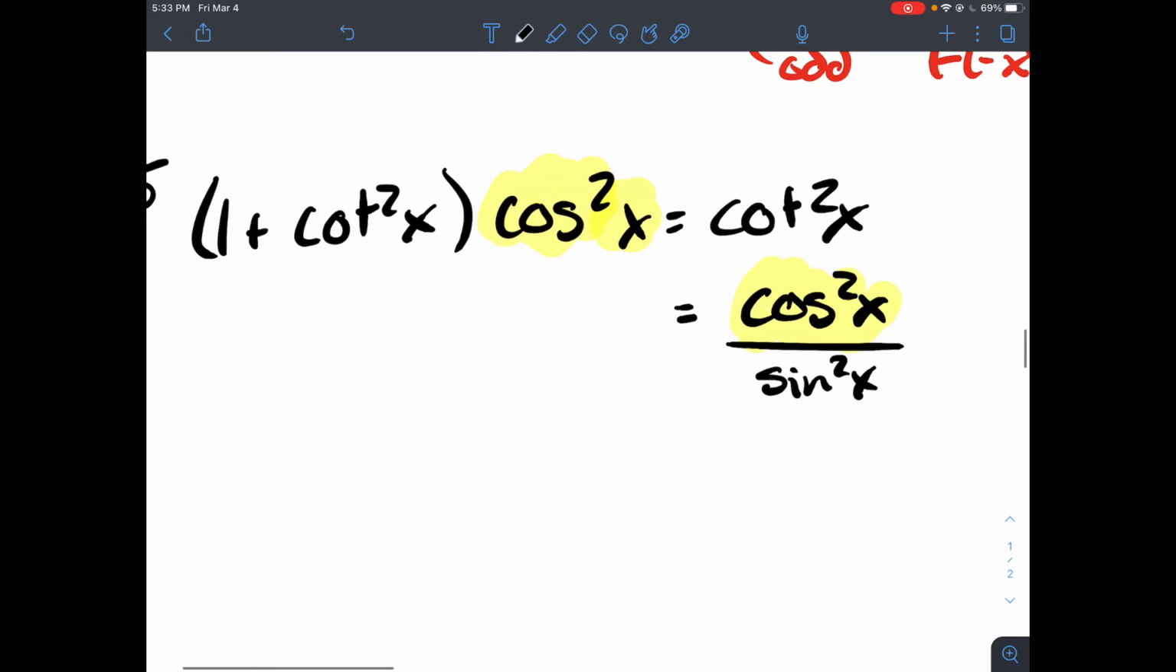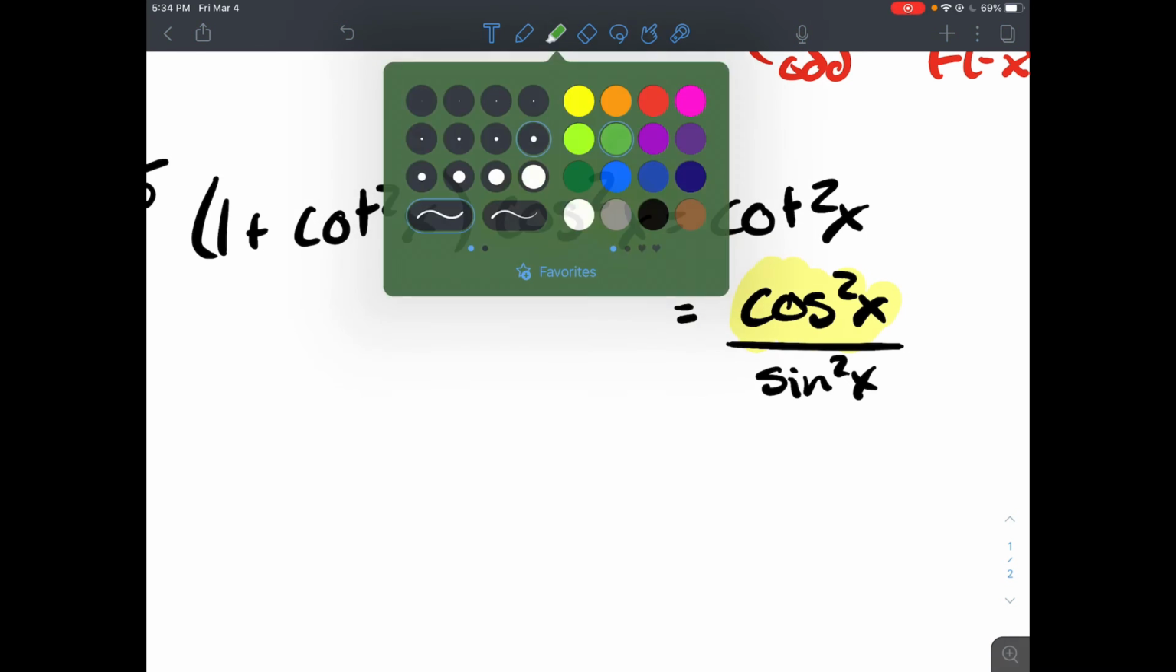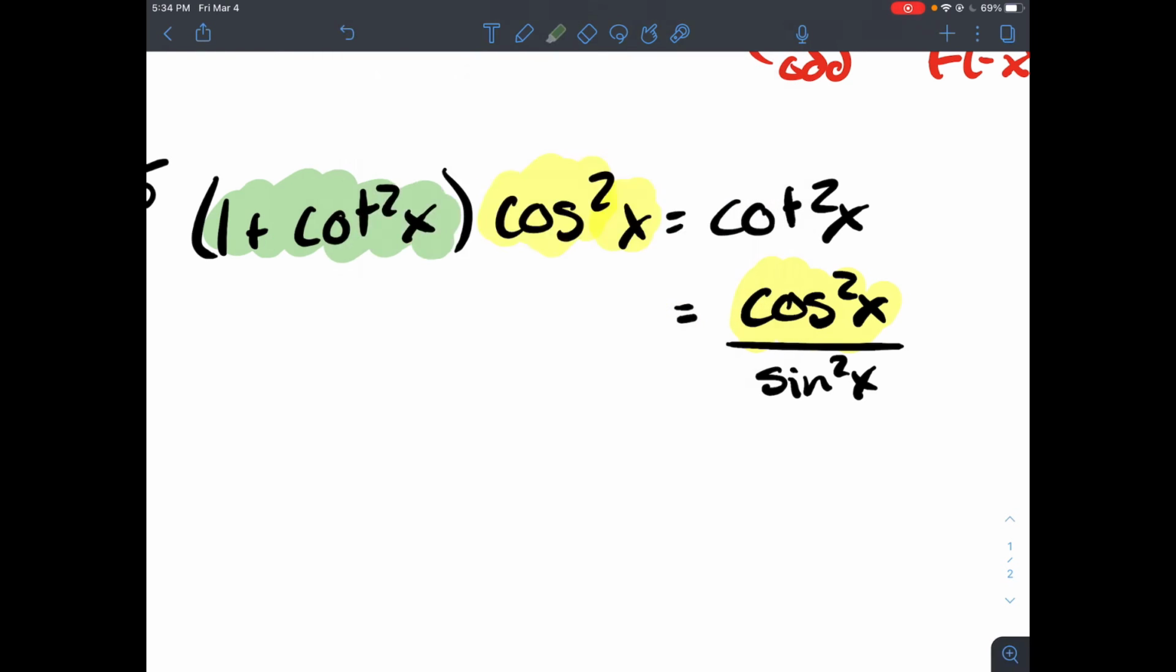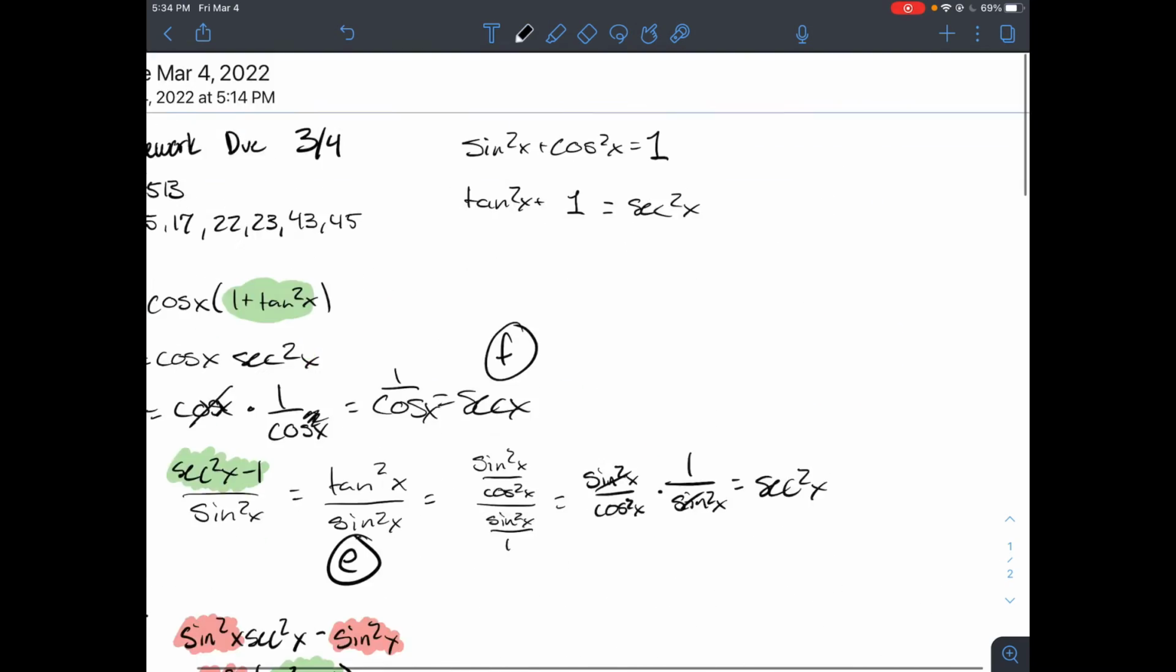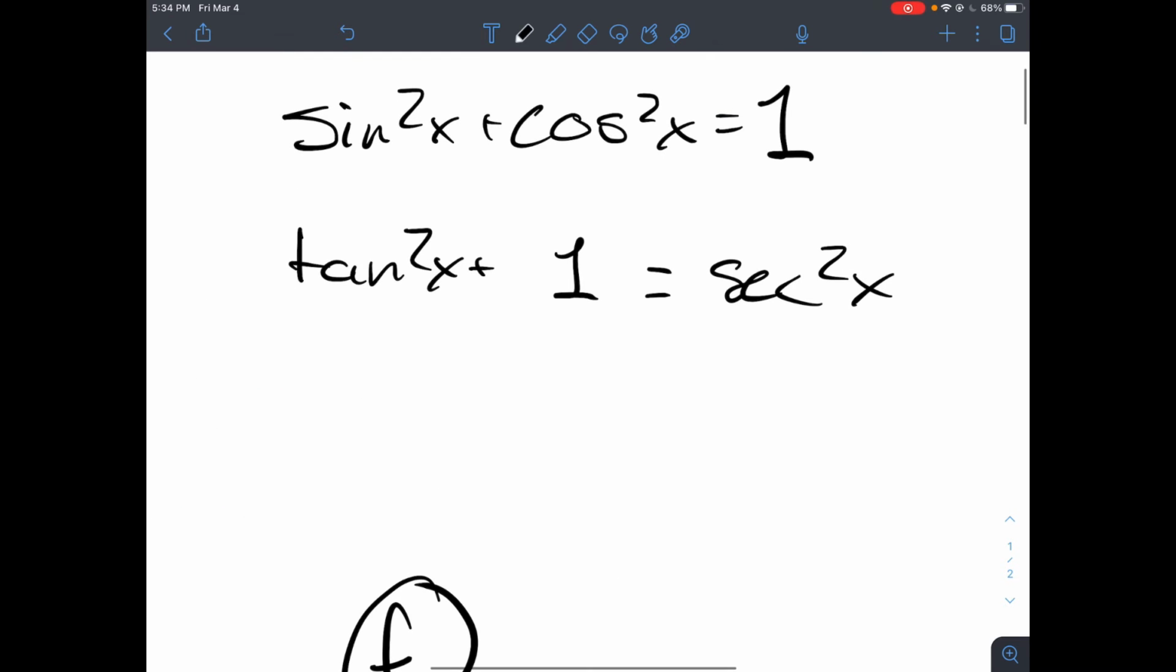The only way to get a sine in the bottom that I'm thinking of is cosecant. And look what we have here. We have a beautiful trig sub that is going to straight up equal cosecant. I don't think I wrote this one out. But if we divide all this by sine, we'll get this cotangent squared x equals cosecant squared of x.